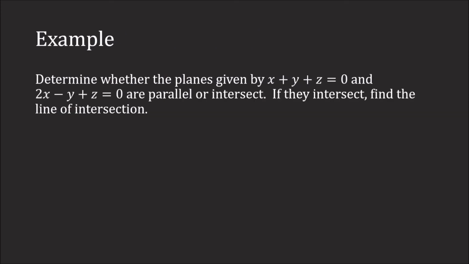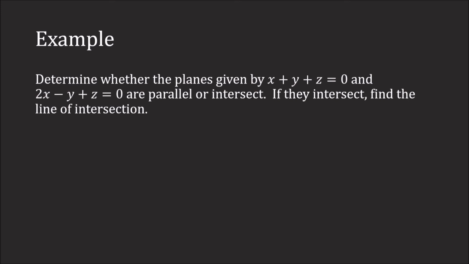So let's determine whether the planes given by x plus y plus z equals 0 and 2x minus y plus z equals 0 are parallel, or if they intersect. And if they do intersect, we wish to find the line of intersection.